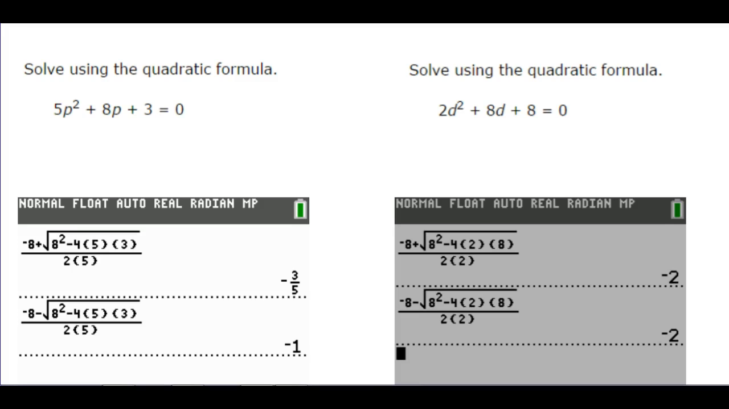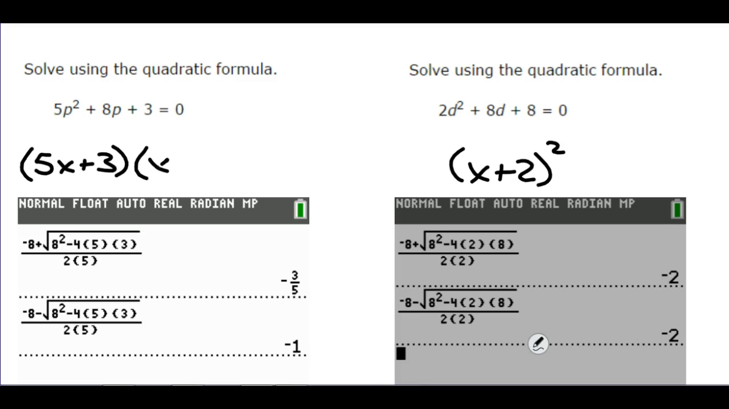Now, I want you to keep in mind, since you're back in, that if I were doing my factors here, my factors on this one would be x plus 2 squared. And my factors over here would be 5x plus 3 and x minus 1, or p, whatever variable you want to use.